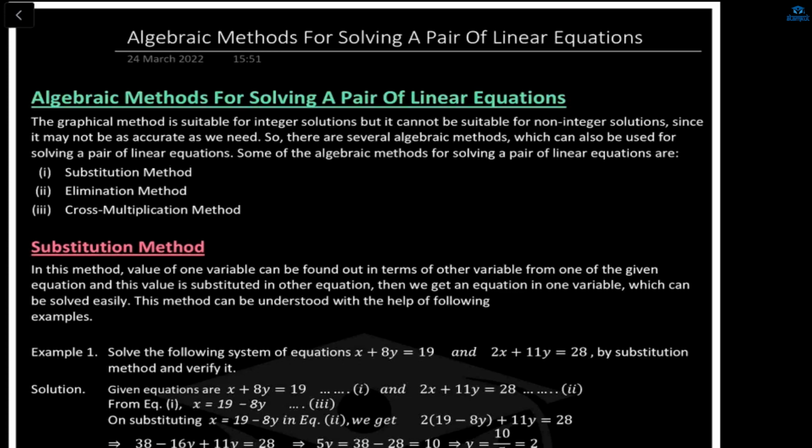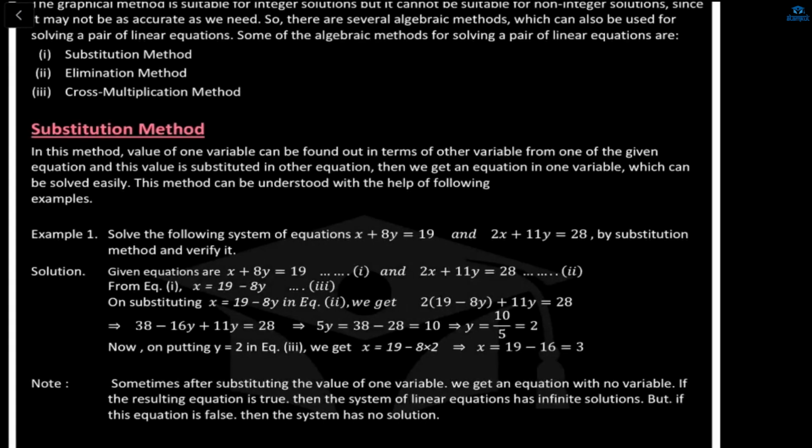Now the elimination method: we are going to eliminate a variable, but let's see first the substitution method. Then we are going to do the elimination method and cross multiplication method. Okay, first, the substitution method. I'll just give you a simple intro of what the substitution method is and one sum, and then I will elaborate it in the next class.